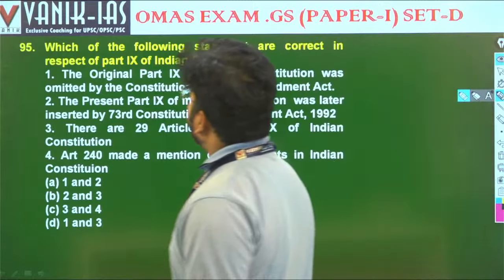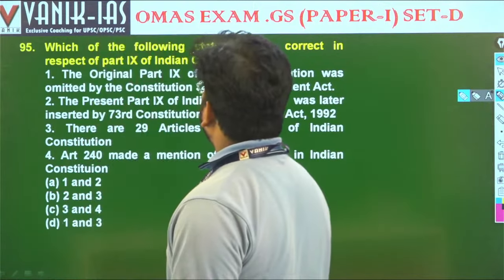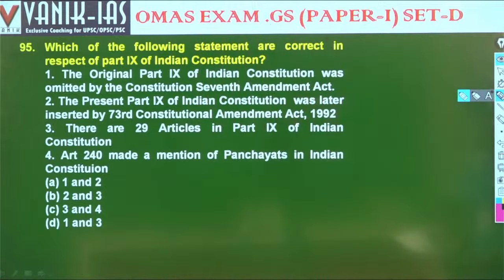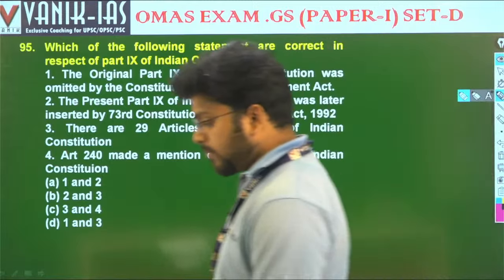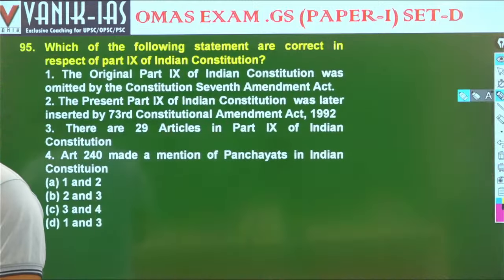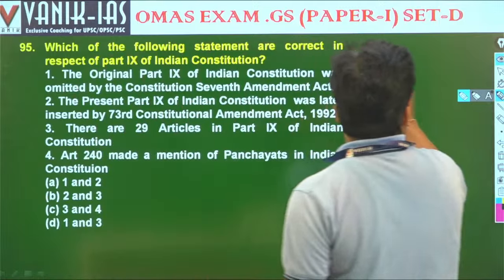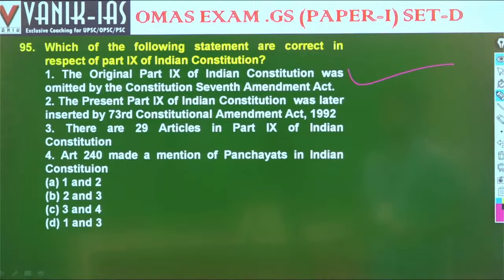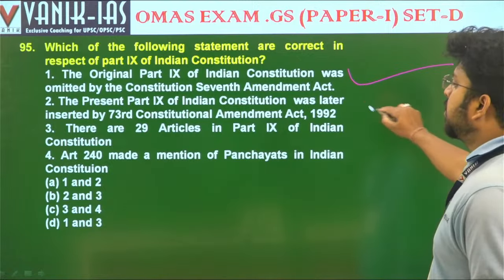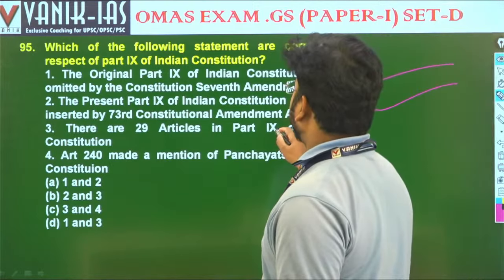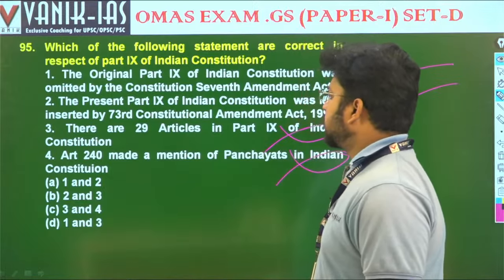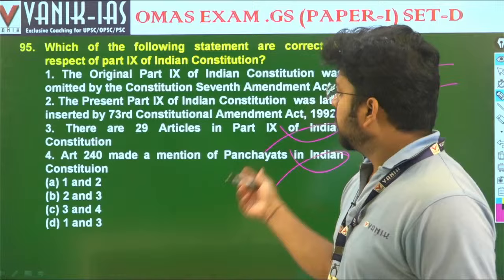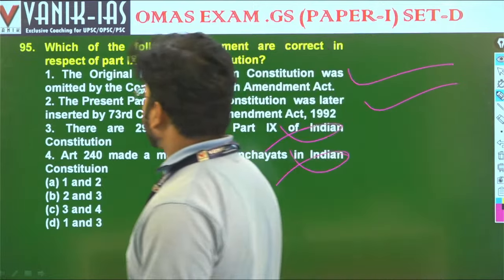Which of the following statements are correct in respect of Part IX of the Indian Constitution? The original Part IX in the Constitution was omitted by the 7th Amendment Act. Yes, this is right. Next, the present Part IX of the Indian Constitution was later inserted by the 73rd Constitutional Amendment Act 1992. This is also right, it's a very common question. 29 articles? No, it is only one article, 143, this is wrong. 240 is also not, it is not about panchayats. There are various entries in that article, but one article only. So 3 and 4 are wrong, only 1 and 2 are correct.